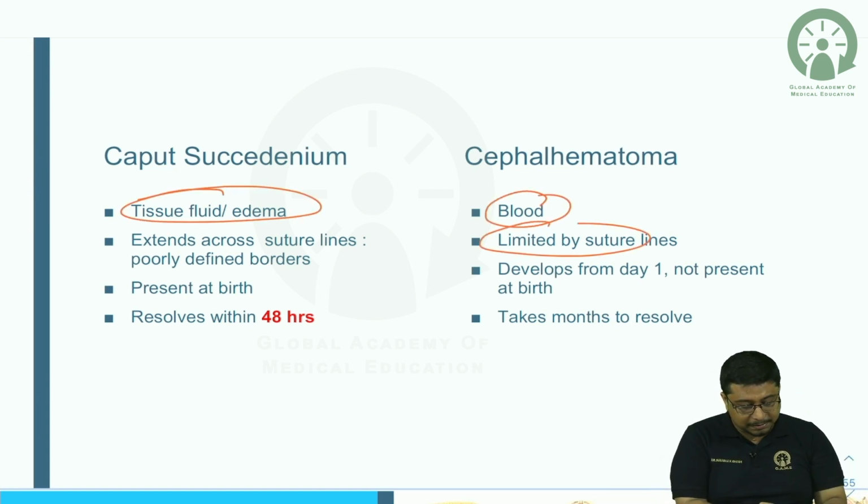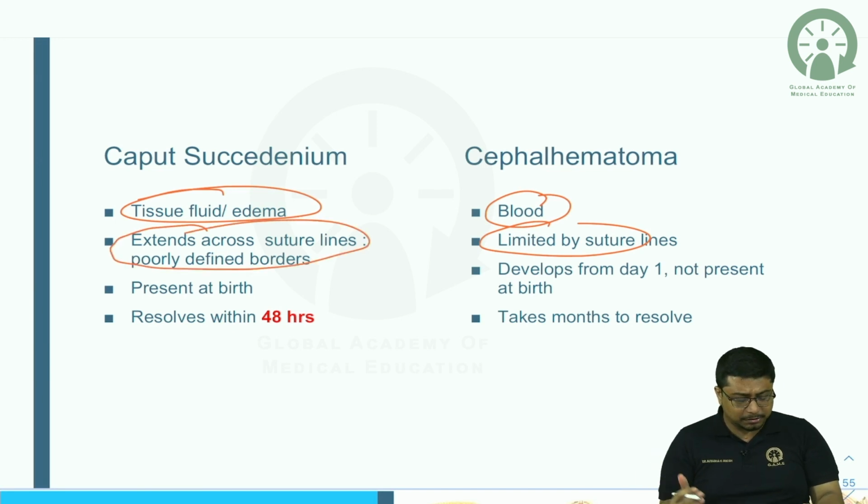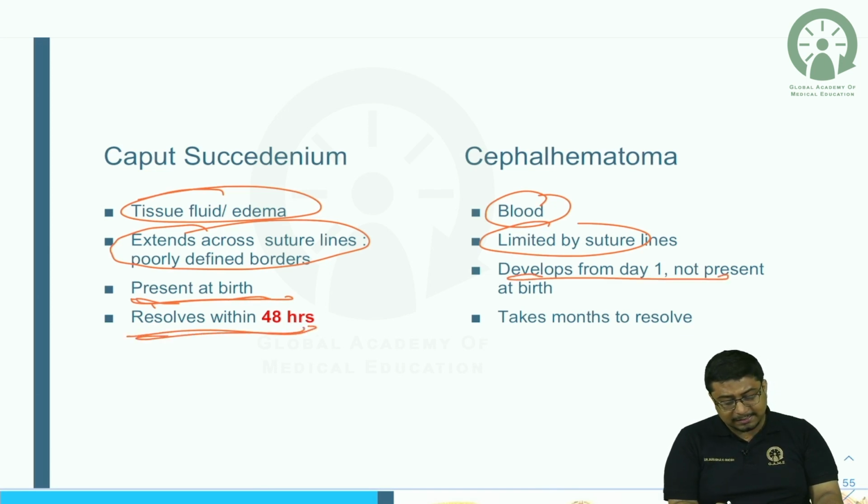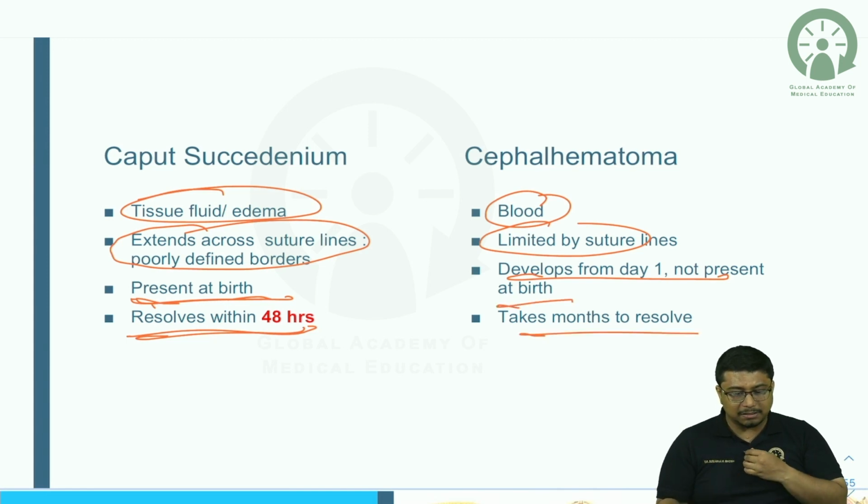On the other hand, caput succedaneum is fluid edema and it extends beyond the suture line because it's on the skull. This is present at birth and resolves within 48 hours, whereas this develops from day 1, not present at birth, and takes months to resolve.